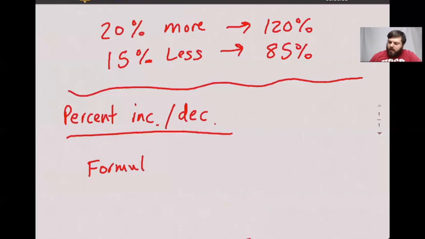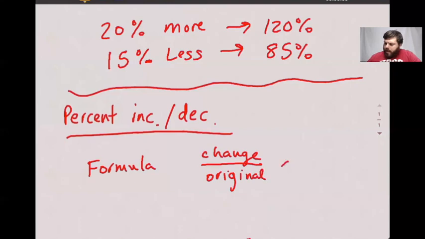The formula for percent increase is the amount of change. However much you go up or however much you go down, whatever that increase or decrease is, we're just going to generalize that as change. So the change over the original times 100. Now, we see this times 100 quite often. What does the times 100 do? That makes it a percent. When we multiply by 100, we're making that a percentage.